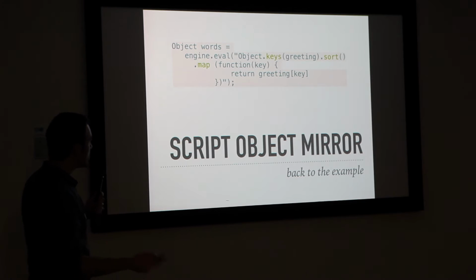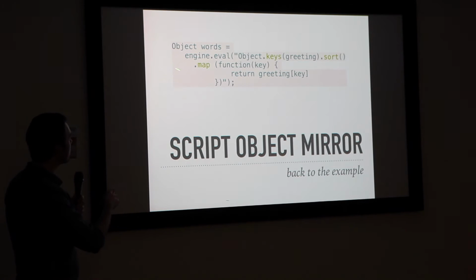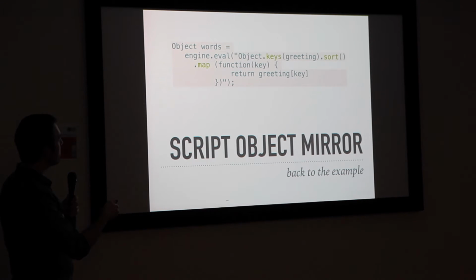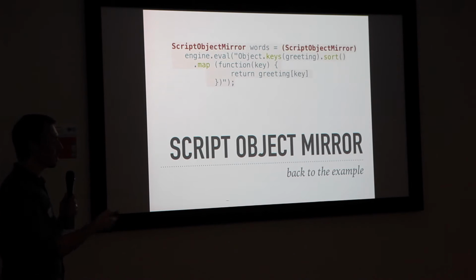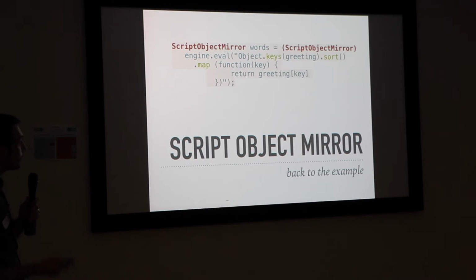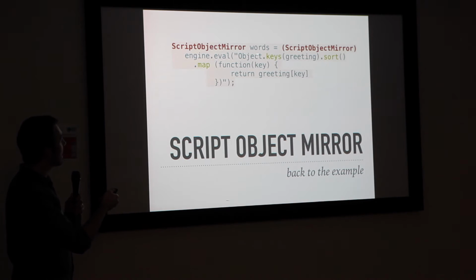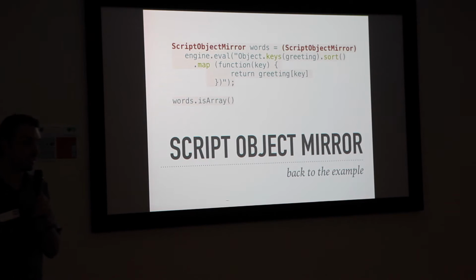So the solution to fix our problem is basically to do some casting and introduce our script object mirror. So now we've got some more functionality. So we can go to the words thing.